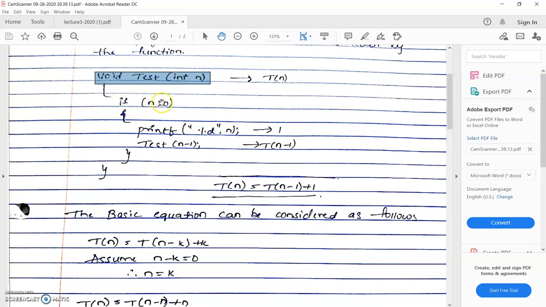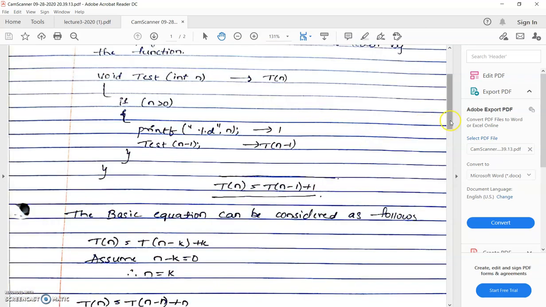It has a condition: if n is greater than 0, then we are going to print the value of n, and then we are going to call test recursively with n minus 1. So every time we reduce n by 1 and call the same function recursively. As we all know, a print statement takes constant time, so let us consider that as 1. And test(n minus 1) is going to run for n minus 1 times if n is the input. So T(n) = T(n-1) + 1. That is going to be our recursive function.